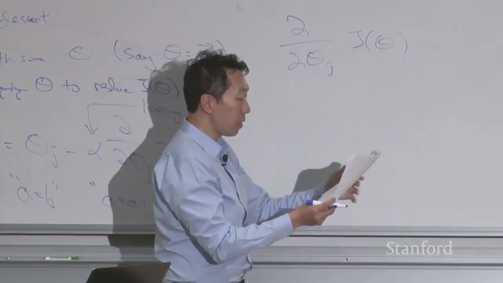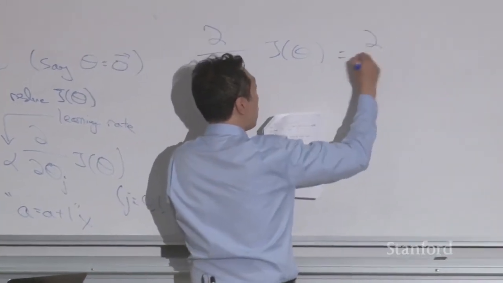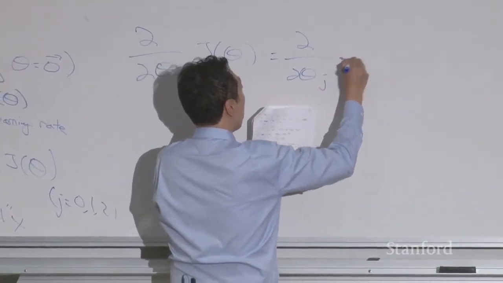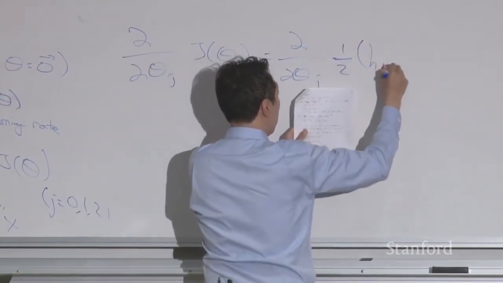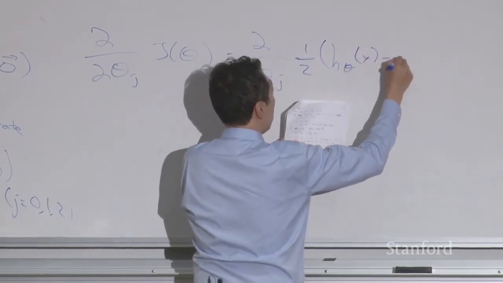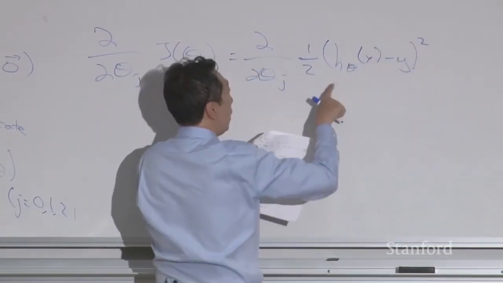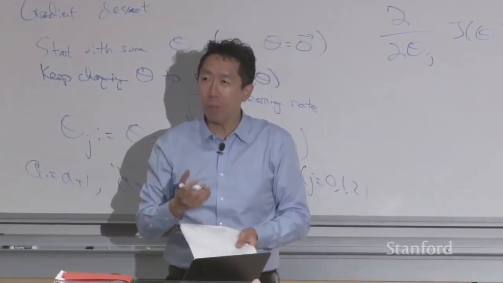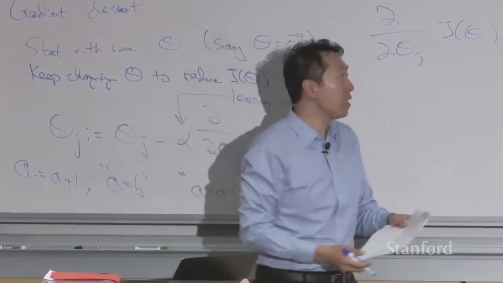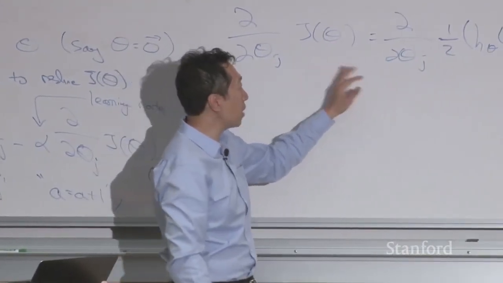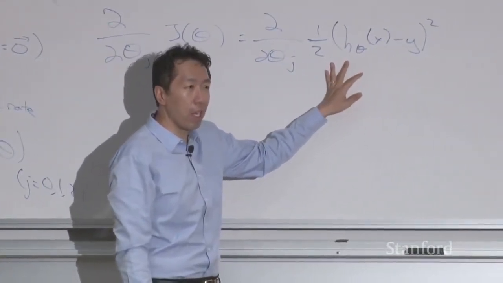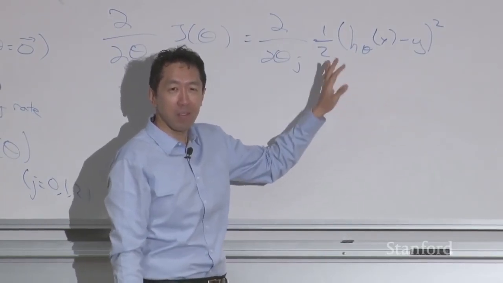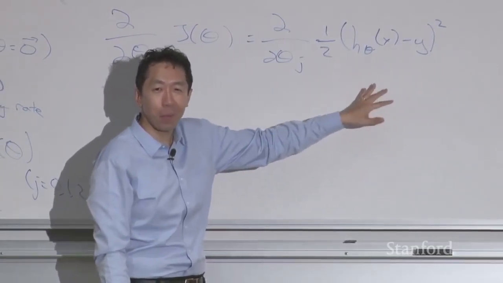So the partial derivative with respect to theta j of J of theta, that's the partial derivative with respect to theta j of 1/2 (h of theta of x minus y) squared. I'm going to do a slightly simpler version, assuming we have just one training example. The actual definition of J of theta has a sum over i from 1 to m over all the training examples, so I'm just forgetting that sum for now. So if you have only one training example.